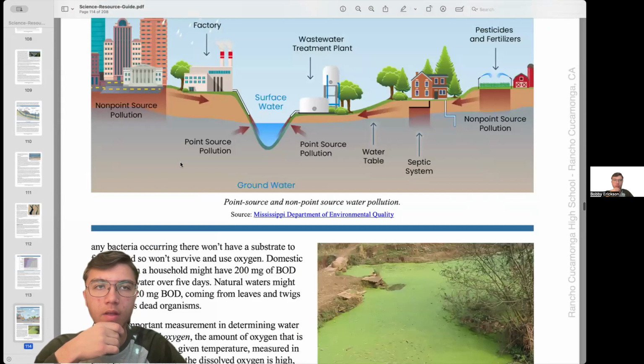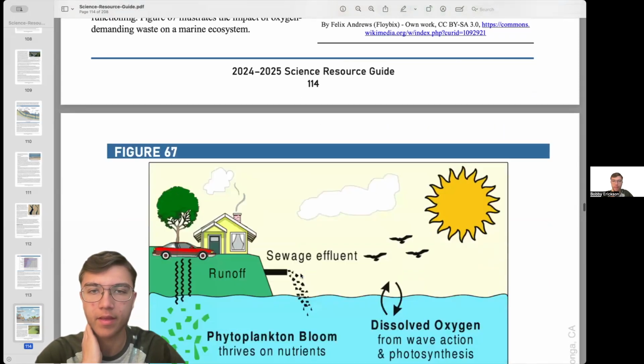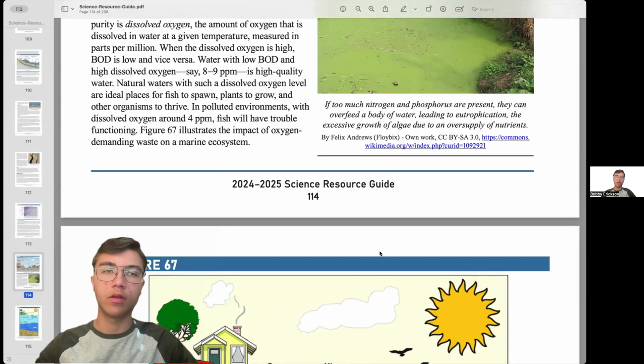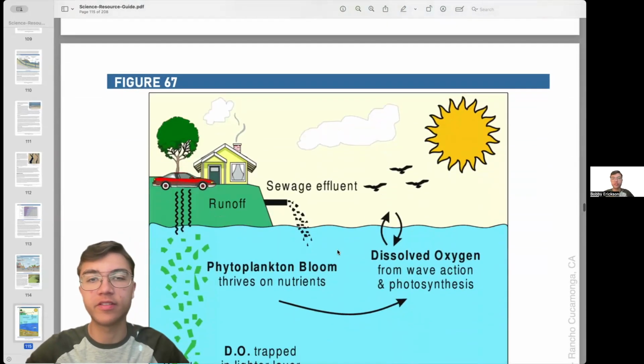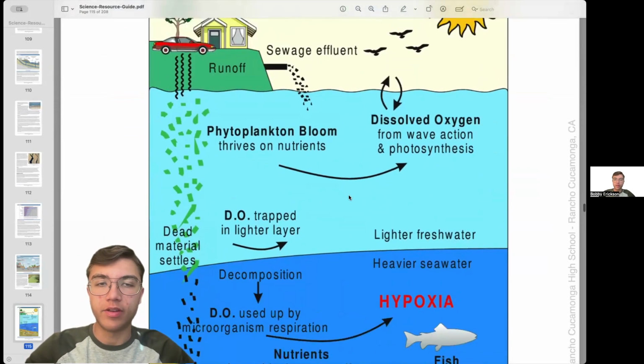Figure 66 here shows different point sources and non-point sources. So if you understand the ideas of these, then we should be okay. Next up, we're going to look at figure 67 and how dissolved oxygen and BOD interact.